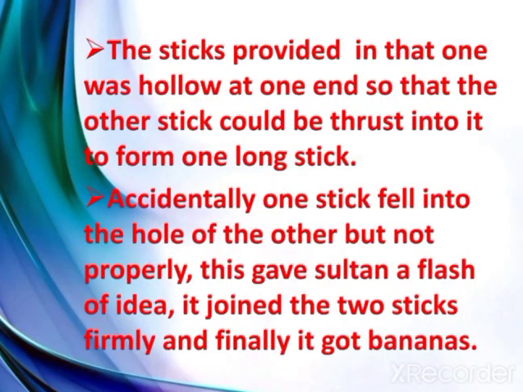One of the sticks provided was hollow at one end, so that the other stick could be thrust into it to form a long stick. Accidentally, one stick fell into the hole of the other, but not properly. This gave Sultan a flash of idea. It joined the two sticks firmly and finally it got the bananas.